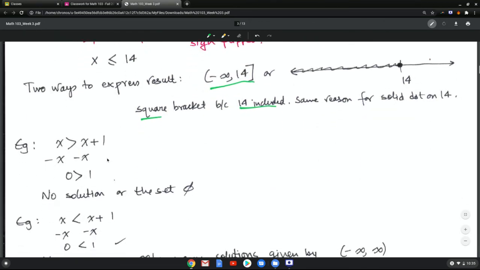Let's look at some special examples. x greater than x plus 1. You subtract and you end up with 0 greater than 1. Is that ever true? This is never true, which means there is no solution, or we use this symbol for the set of no solution. This is called the empty set. Or in terms of description, you can think of it, what are the numbers which are greater than numbers more than itself? It doesn't make sense. There's going to be no solution.